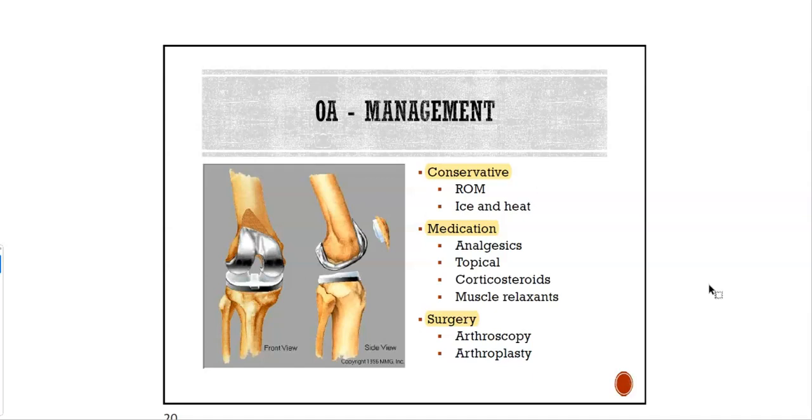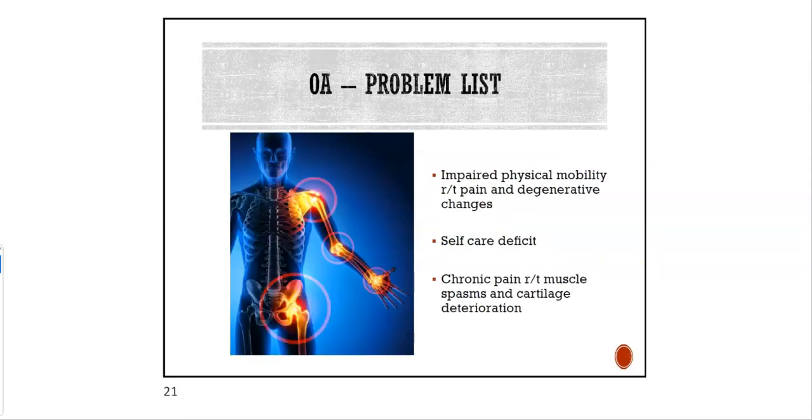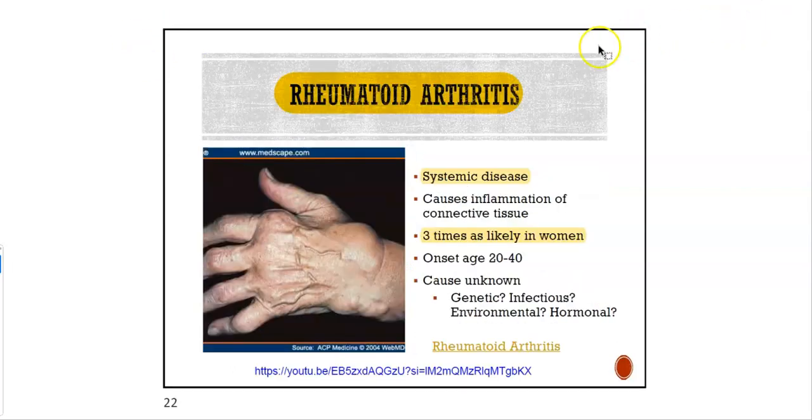So again, arthroscopy is used for diagnosis or fixing of the affected joint. Meanwhile, arthroplasty is the replacement of the affected joint. So the problem list for osteoarthritis includes impaired physical mobility related to pain and degenerative changes, which can lead to self-care deficit, and it can lead to chronic pain related to muscle spasms and cartilage deterioration. Next, let's talk about rheumatoid arthritis.